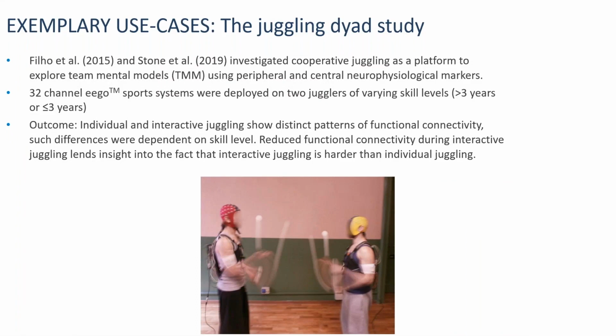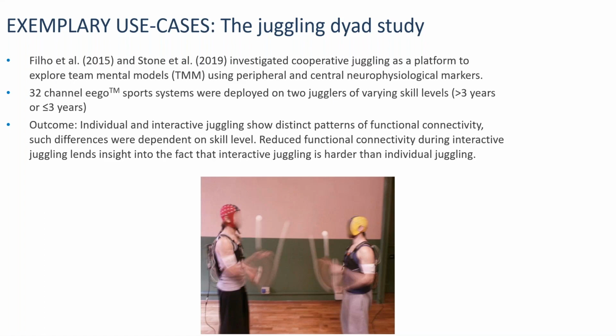What they did is that they used 32 eego sports systems on 2 jugglers of varying skill levels. So varying skill levels, I mean, either more than 3 years of experience or under 3 years of experience. They ran both individual juggling and paired juggling tasks with both these skill matched or skill unmatched jugglers, and the outcome shows that between individual and interactive juggling, there are distinct patterns of functional connectivity. And these differences that they saw were most dependent on skill level.